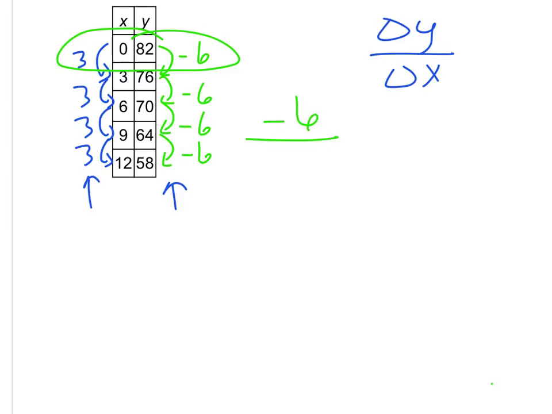over change in x. So negative 6 over 3 is negative 2, or negative 2 over 1. I prefer this one. So down 2, to the right 1. The opposite of that would be to go up 2 and to the left 1. And we'll go back over that later on.